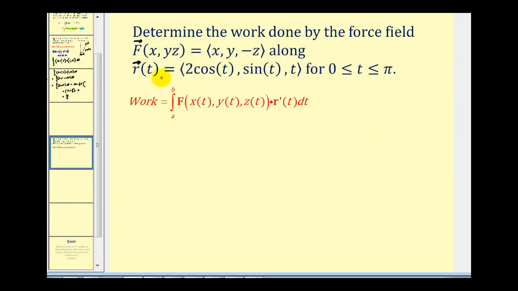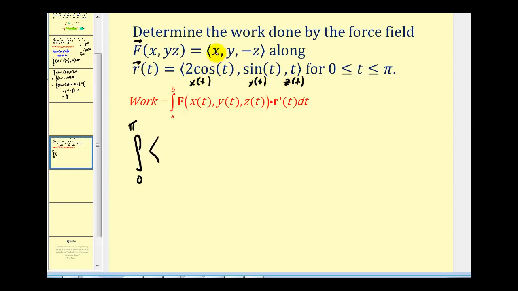So it's the same question, but now we have a 3-dimensional force field, and our path is now a space curve rather than a plane curve. But the process will be exactly the same, and for this example, we already have r of t as well as the interval for t, so we can go ahead and set up our definite integral in terms of t. The limits of integration will be from 0 to pi. We're going to rewrite the given force field as a function of t using x of t, y of t, and z of t.